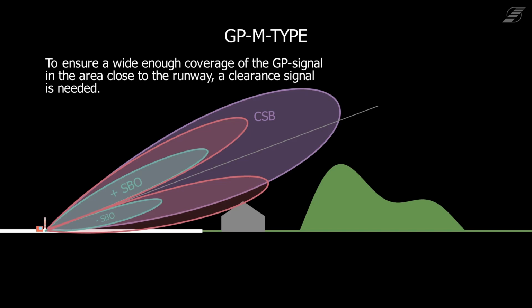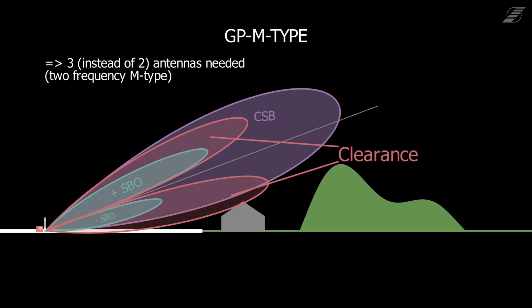To ensure a wide enough coverage, even close to the runway, a clearance signal is needed. The clearance signal for the M-type glide path is basically a fly-up signal. Because of antenna beam patterns, there is a clearance signal below and above the glide slope, but due to the capture effect, only the clearance signal below the glide slope is being used to send aircrafts back onto the optimal glide slope. To achieve these specific beam patterns, the glide path now needs 3 instead of 2 antennas.